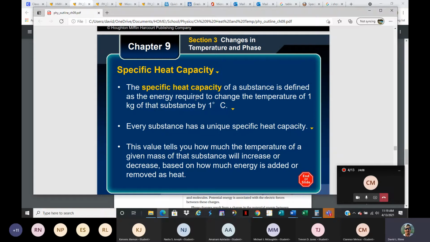And it takes even more heat to change the same amount of water by 1 degree, to change its temperature by 1 degree. So if they have a high heat capacity, that means that it takes a lot of heat energy to change the temperature. If they have a low heat capacity, that means it's easy to change their temperature.